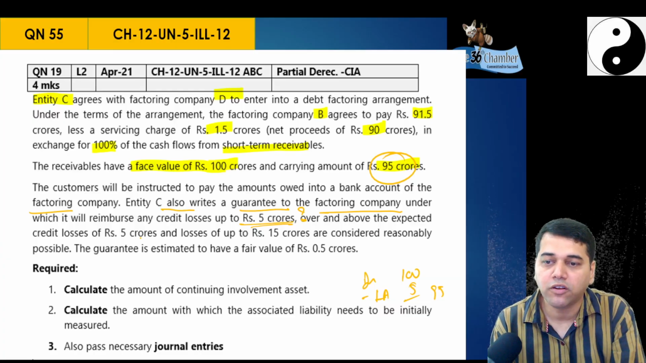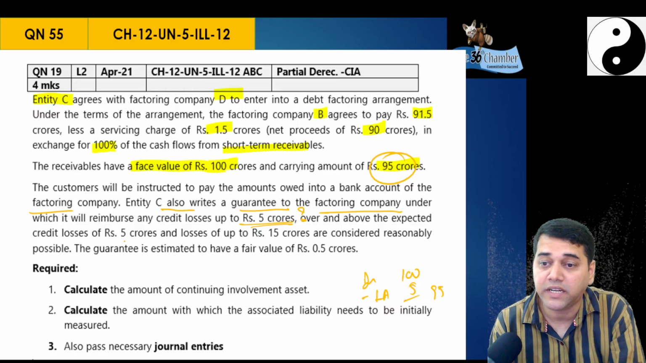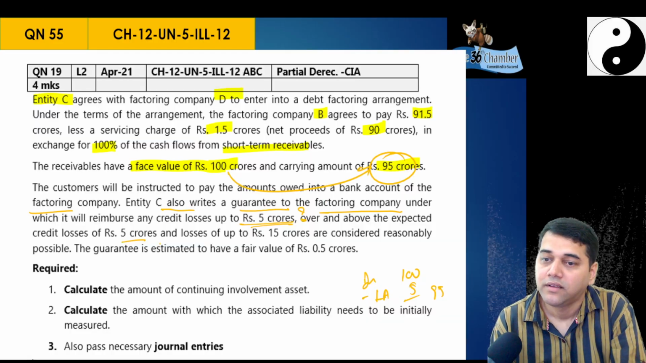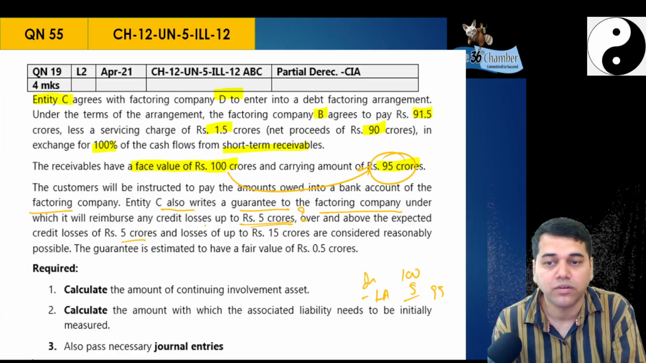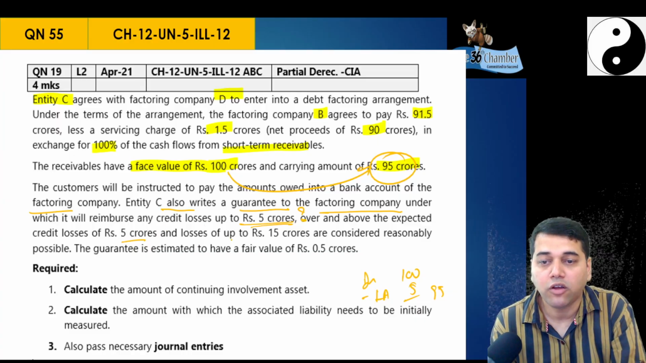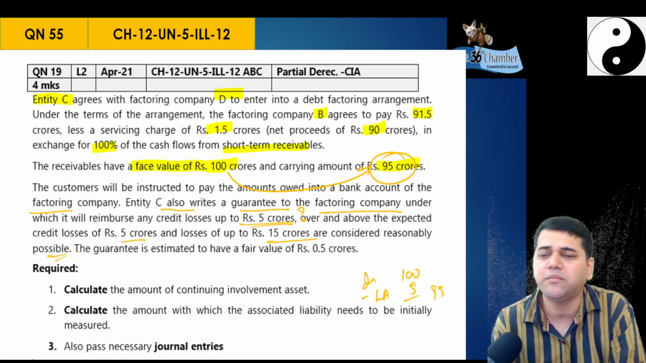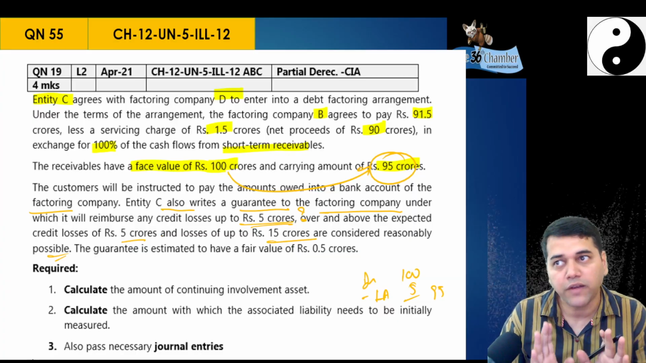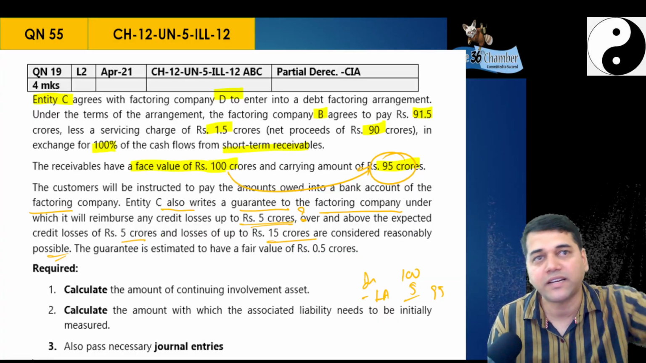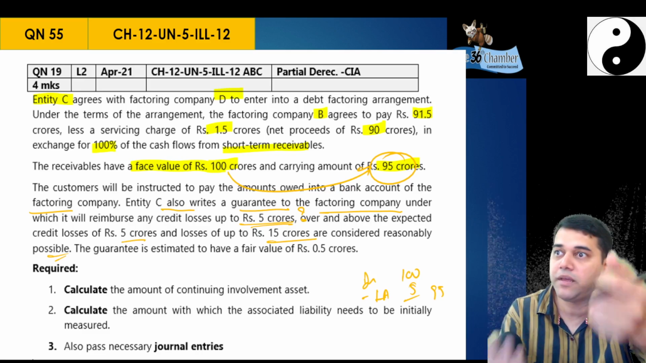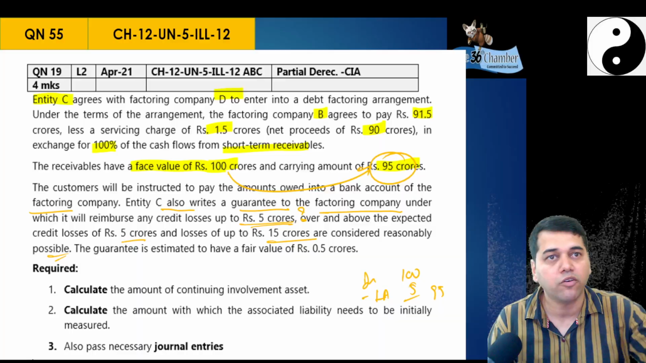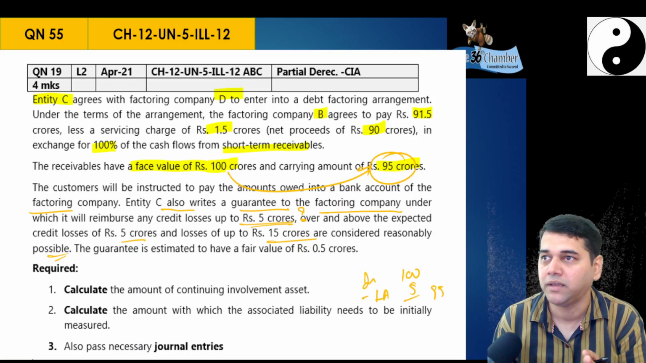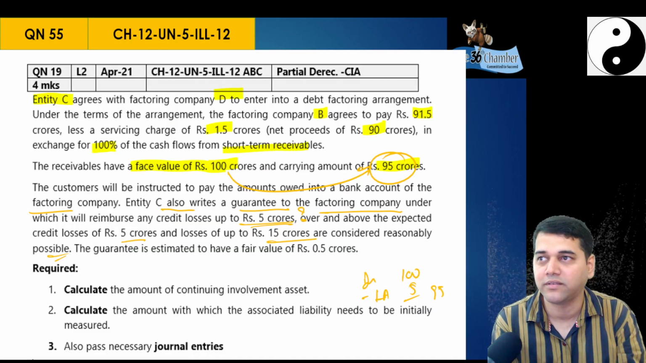Over and above credit losses of 5, that means 5 I am already expecting, there can be more, and losses up to 15 crores are considered reasonably possible. That's not my headache. There can be 15 more, but up to 5 I will reimburse. The rest is the factoring company's headache, and they are the professionals. They may recover the full 100 out of 100 also. They have goondas with them. I don't have any goonda in my company. My business is to focus on my business.